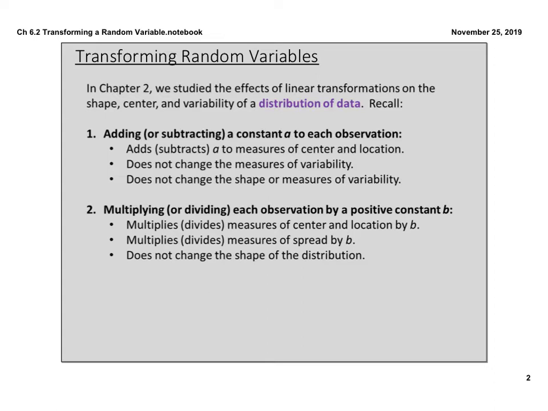Multiplying or dividing changes the center of our data set, and it also changes the variability. It's going to change the standard deviation. So when you apply a multiplier, you have to apply that multiplier to the standard deviation as well. But still, it doesn't change the shape of the data set. Okay, so those were the things that we learned about adding a constant and multiplying by some constant b, or some coefficient, back in chapter 2.